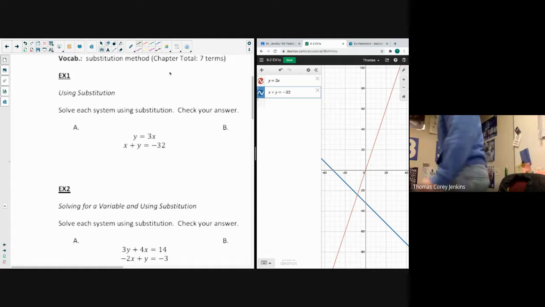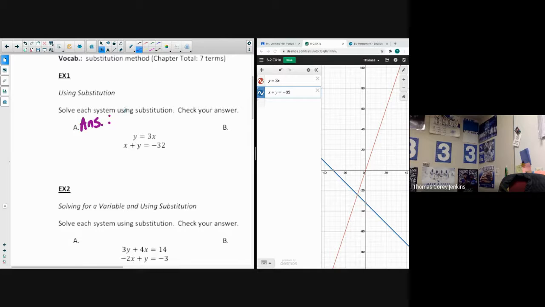Right off the bat, I know my answer just by looking at Desmos: it's this point where the lines cross, which it tells me is negative 8, negative 24. So I'm going to go ahead and start with that. My answer is negative 8, comma, negative 24. All right, so we've already checked our answer. Now, on a test, if that's all you can give me, you might get 1 out of 5 points. The big points are going to come in your ability to show the work.